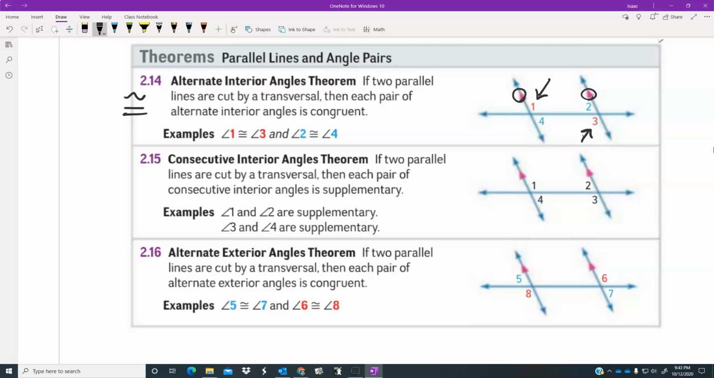I'm going to skip the guy in the middle. I'm going to go down here to alternate exteriors. Look at 8 and 6. Do they look like they're the same size? Well, the parallel lines are going to force it as well, and those are going to be congruent as well.